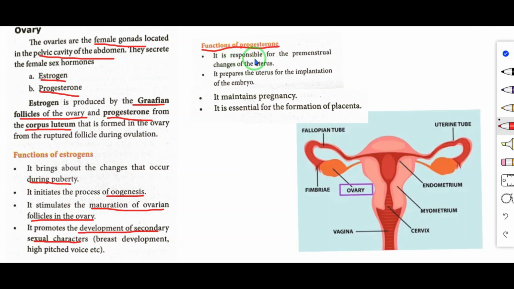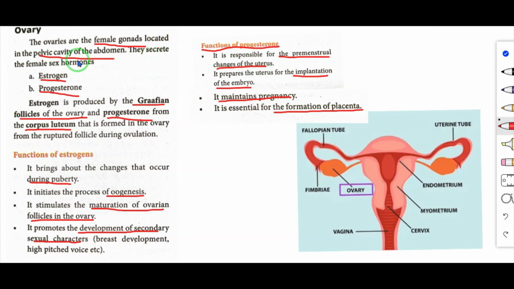First one, it is responsible for the premenstrual changes of the uterus. Then it prepares the uterus for the implantation of the embryo. Then it maintains pregnancy. This progesterone hormone maintains pregnancy. Then it is essential for the formation of placenta. So these are the functions of progesterone.